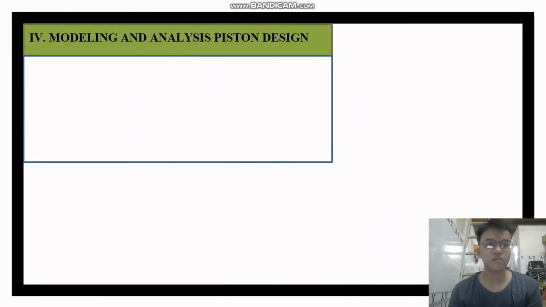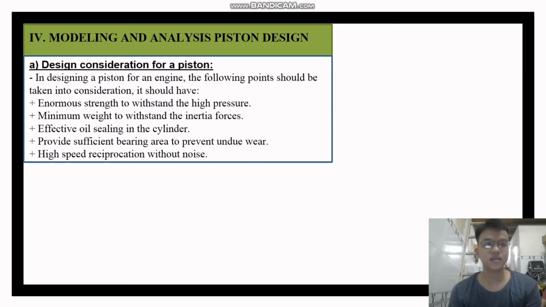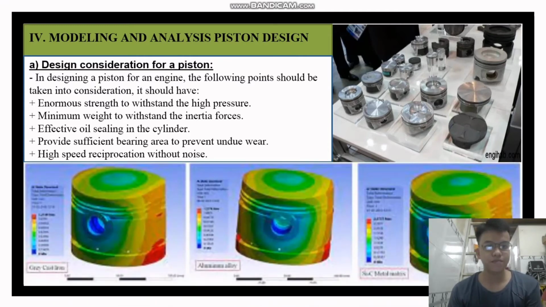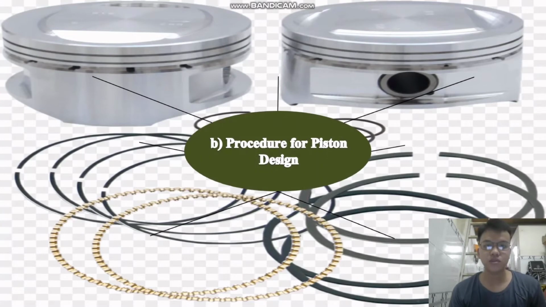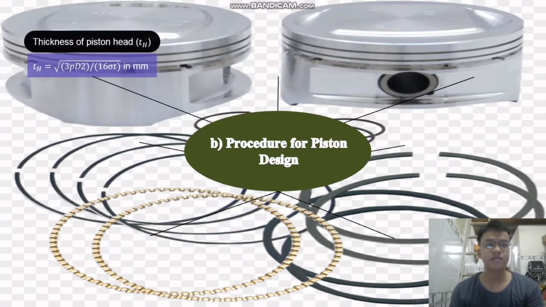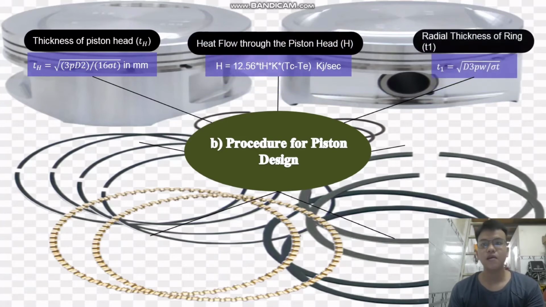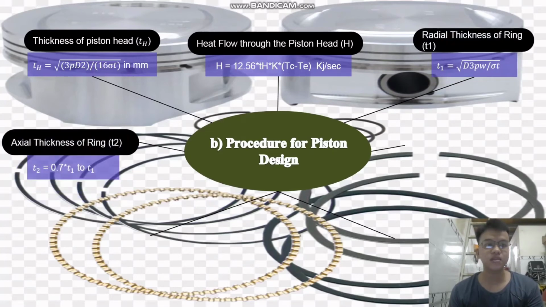Next, piston modeling and analysis of piston design. Design considerations for a piston. In designing a piston for an engine, the following points should be taken into consideration. It should have enormous strength to withstand the high pressure, minimum weight to withstand the inertia forces, effective oil sealing in the cylinder, provide sufficient bearing area to prevent undue wear, have high-speed reciprocation without noise, and be reusable. To design a piston, we must focus on the following parameters: thickness of the piston head, the edge, heat flow through the piston head edge, radial thickness of ring T1 and axial thickness of ring T2.